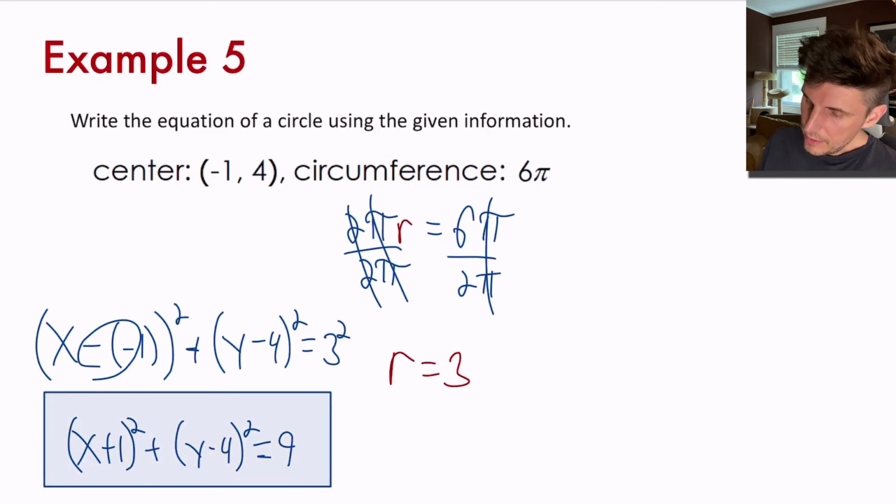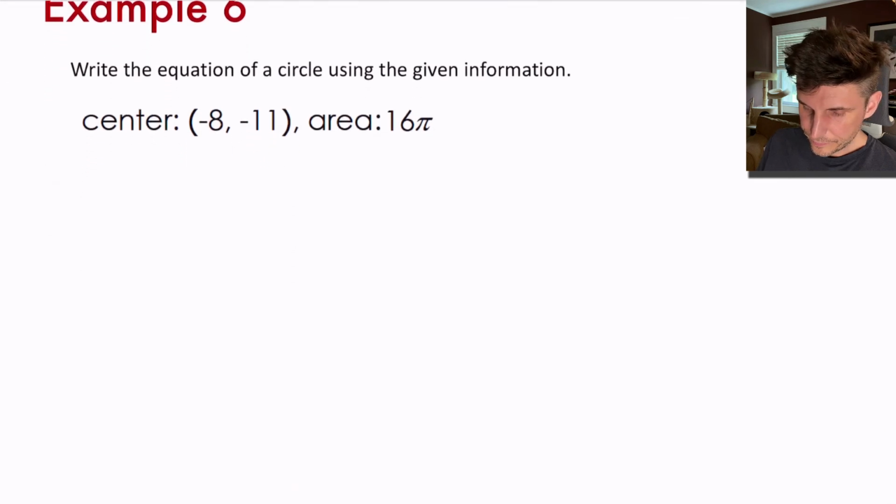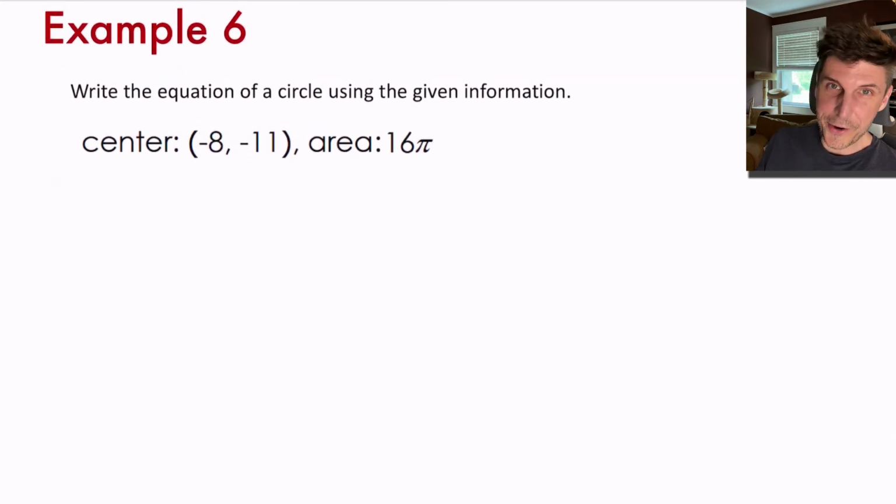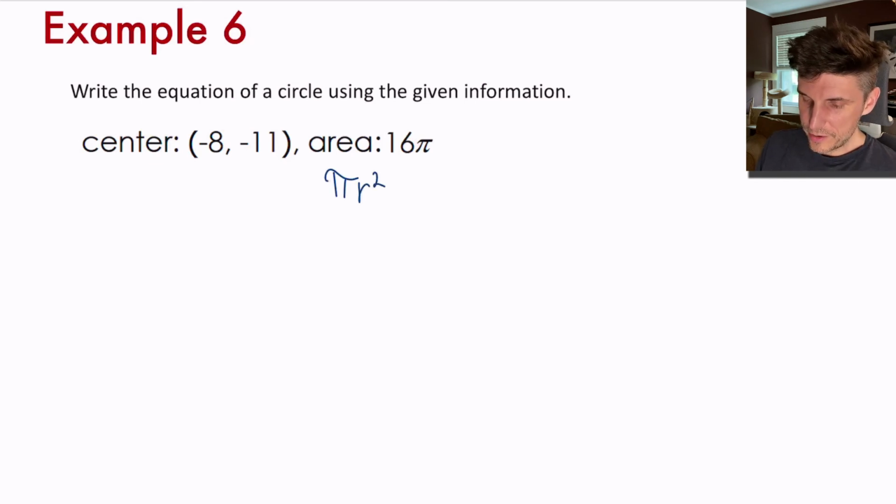Okay, keep on going. So this time they give us an area. Again, you've done these exercises before, so they just want you to find the radius based on that area. So we know the area is pi r squared, and they gave you the answer to the area, which is 16 pi. So we need to solve for r.